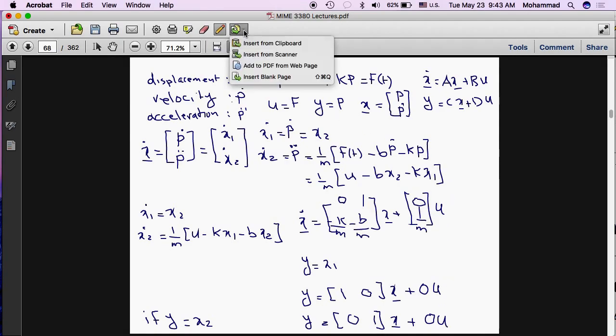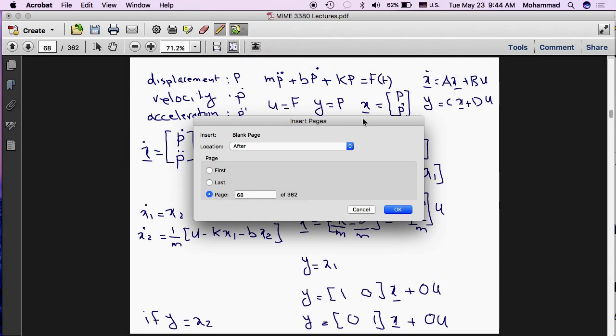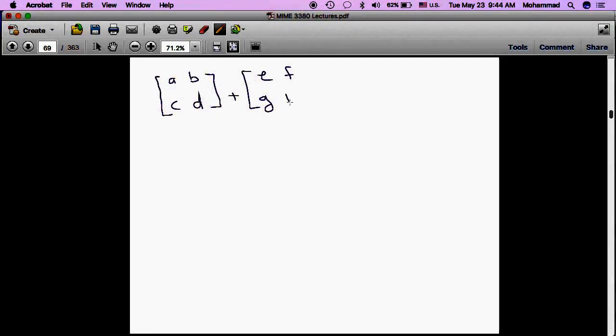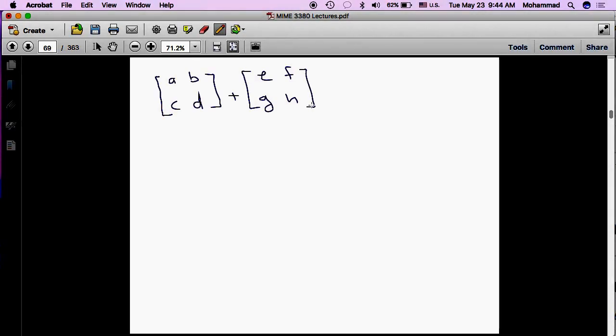So let's spend a few minutes and talk a little bit about what we call linear algebra, which is partly dealing with matrices and vectors. Okay, so let's say I have a matrix A, B, C, D, and I want to add it to another matrix that is E, F, G, H. First of all, you can only add matrices that are the same exact dimension. What is the dimension of each of these two matrices?